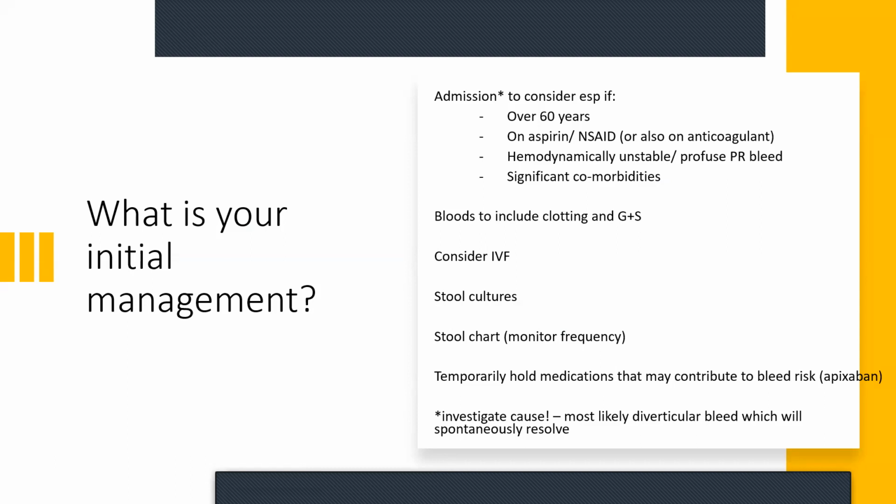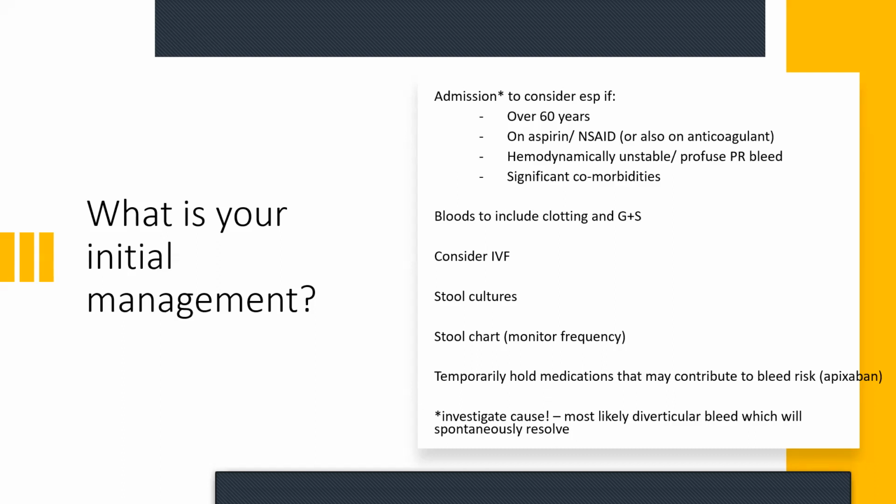You'll need to essentially do your bloods, especially a group and save and clotting. Consider IV fluids for him if he continues to lose blood. And the other important things to do are a stool chart to monitor the frequency of the PR bleed, which will also tell you how severe it is, and stool cultures as well to rule out infection.